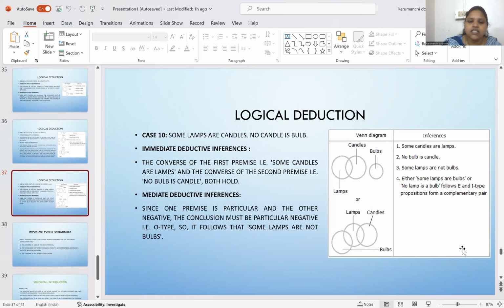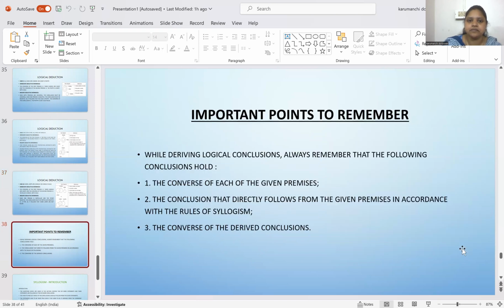And the 10th case is: some lamps are candles and no candle is bulb. Here, the converse of the first premise is some candles are lamps, and the converse of the second premise is no bulb is candle. So both hold, and in the mediate deductive inference, one premise is particular and the other is negative. The conclusion must be particular negative, so that is O type. So it follows that some lamps are not bulbs.